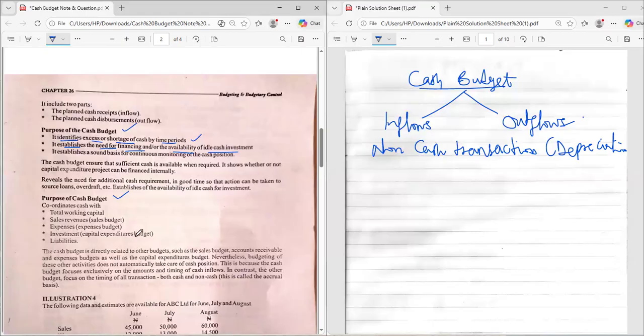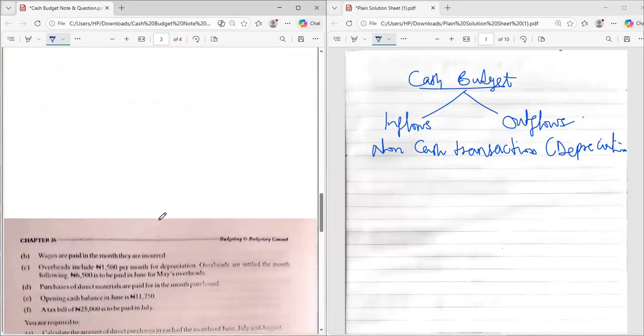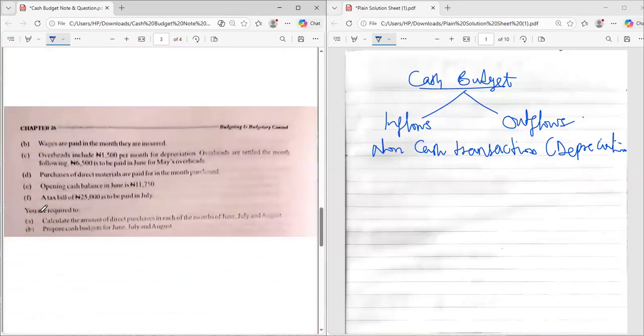Now, let's look at a question on cash budget and let us say it is solved. It's very simple. Now, look at this question. It said, you are required to calculate the amount of direct purchase in each of the months of June, July, and August. I hope you can see my screen.